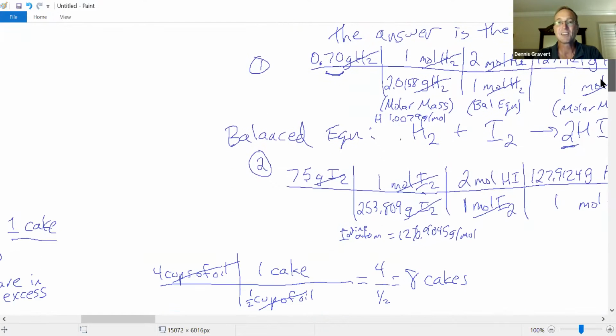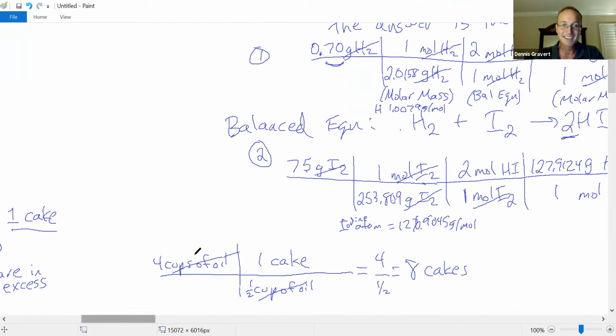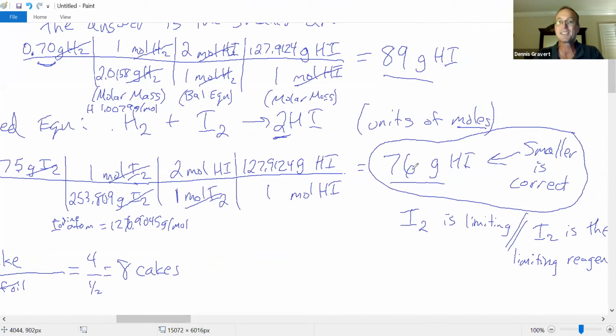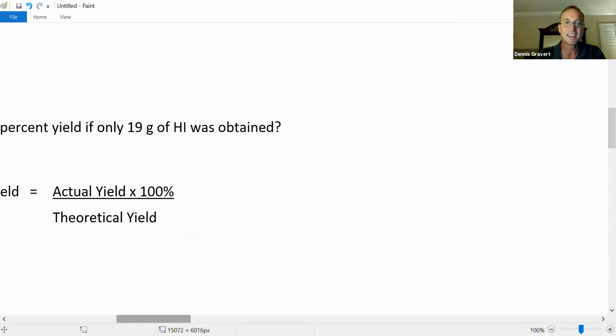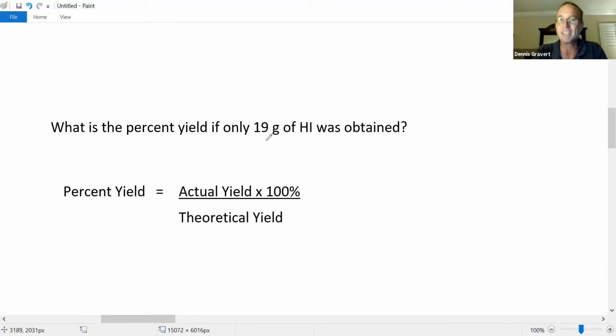Okay, so theoretically, we can make 76 grams. However, if we go in the lab and someone's not very experienced and they only get 19 grams, the question would be, well, what's the percent yield if only 19 grams of HI was obtained? So you'll need to memorize this equation. It's not too bad. It's more of just reason it out, right?